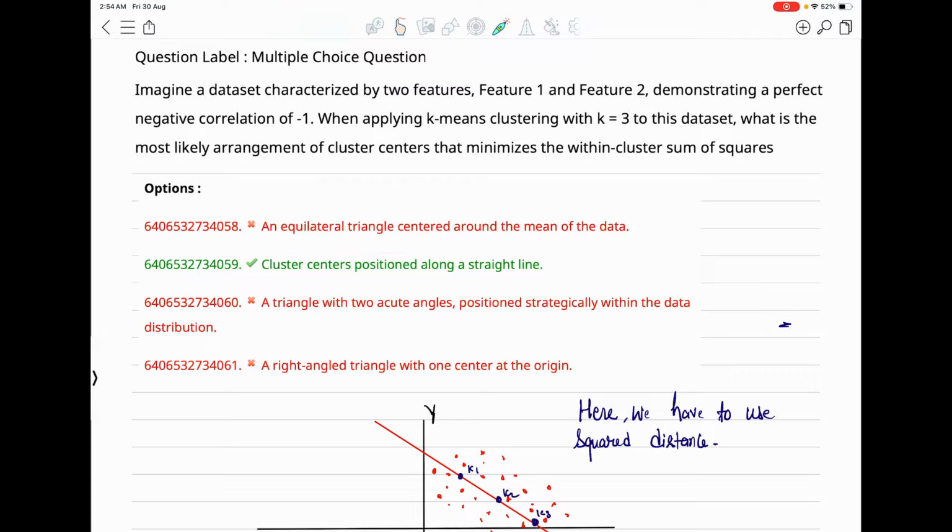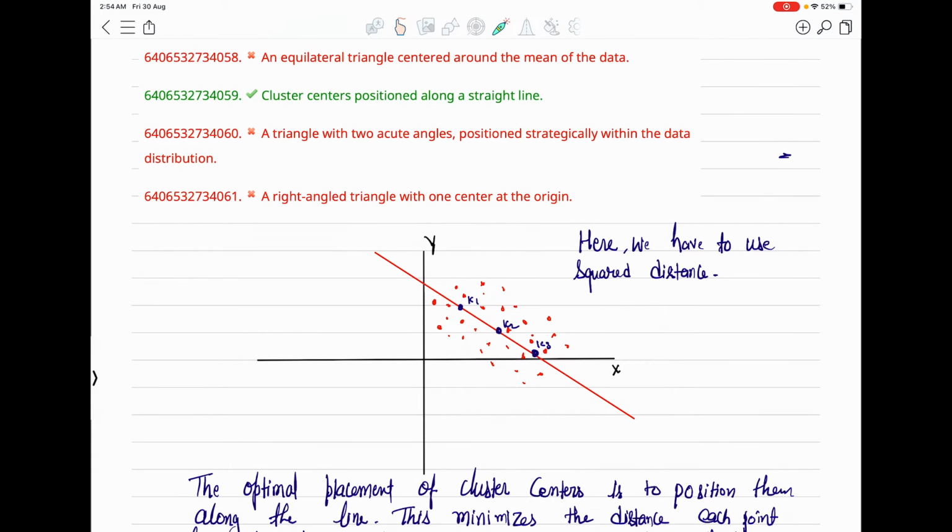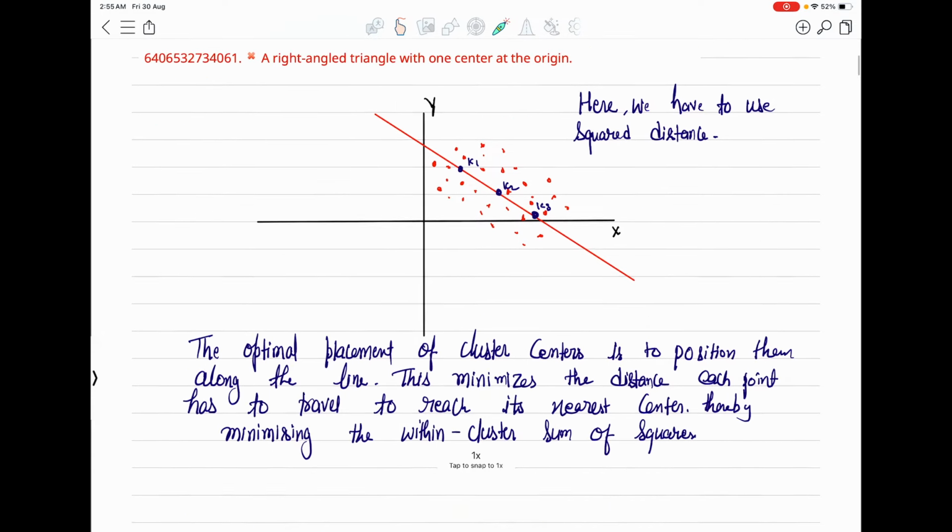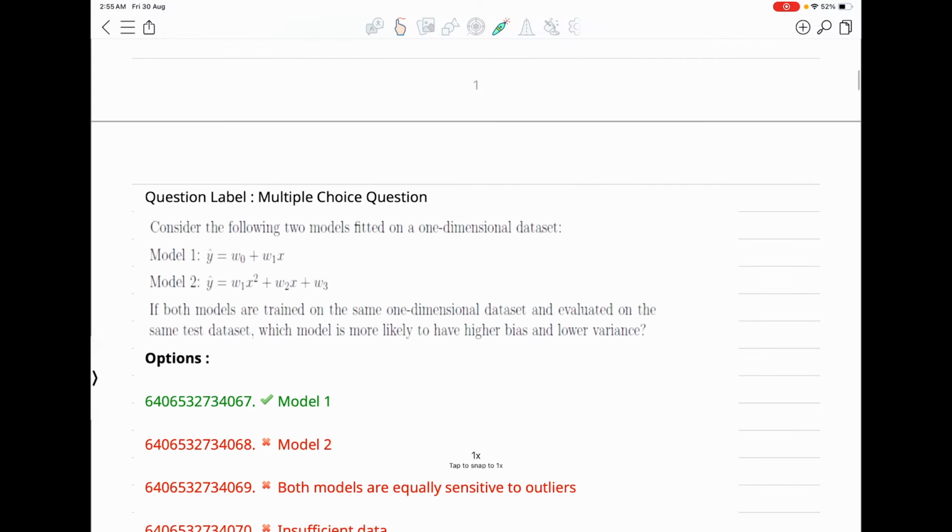An equilateral triangle is not suitable here. A triangle with two acute angles or a right angle triangle, so no triangle. Only the points which are on the line will minimize this error.